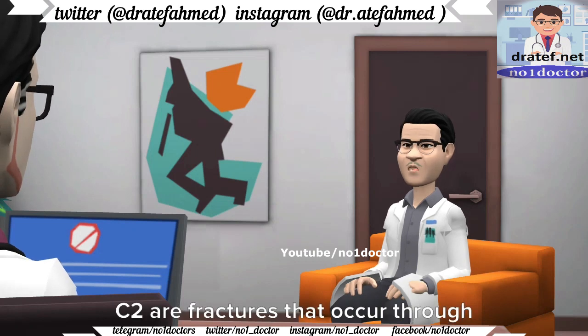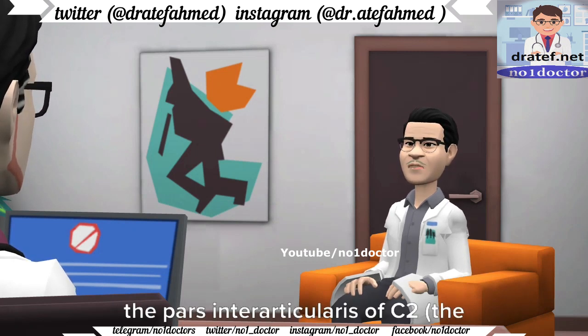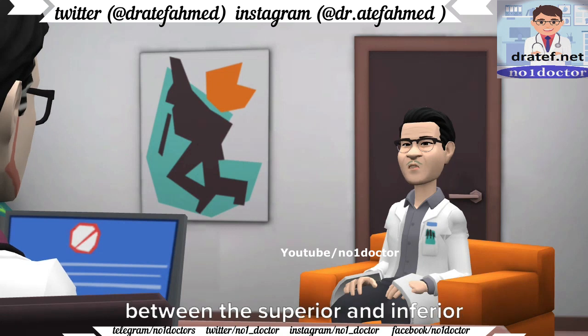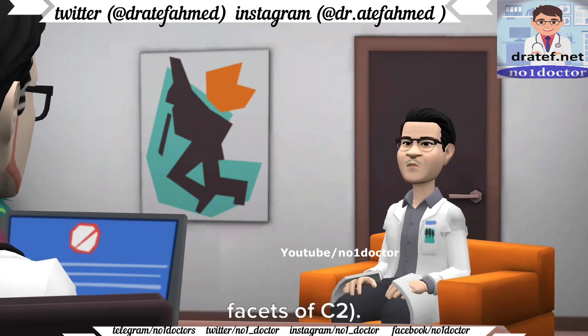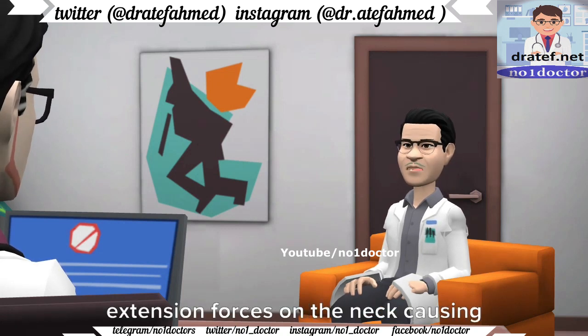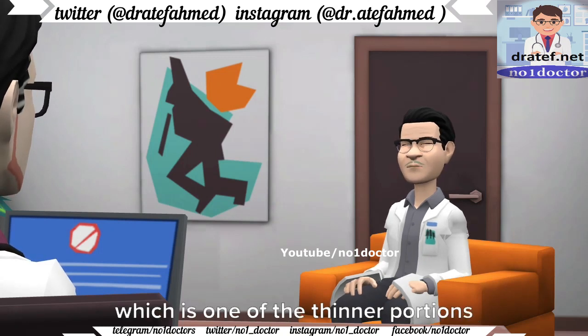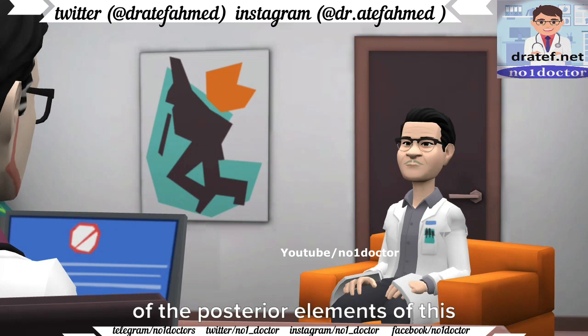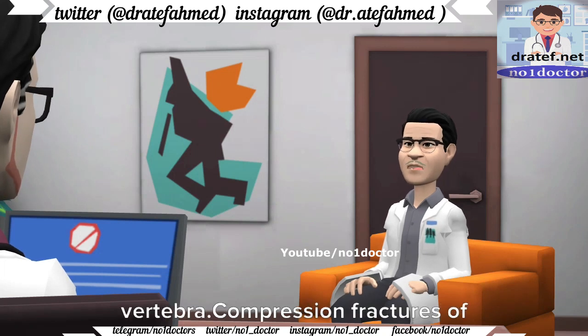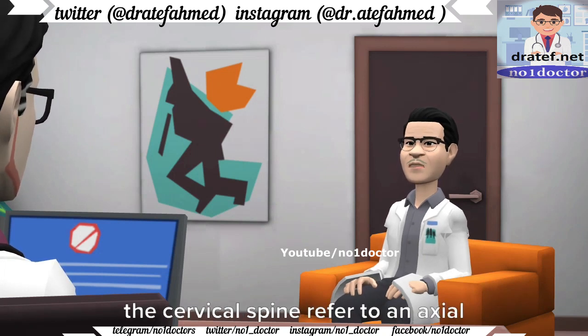rarely is associated with neurologic injury. Hangman's fractures, or traumatic spondylolisthesis of C2, are fractures that occur through the pars interarticularis of C2, the segment of the posterior elements between the superior and inferior facets of C2. This fracture results from sudden extension forces on the neck causing a fracture through this area of C2, which is one of the thinner portions of the posterior elements of this vertebra.